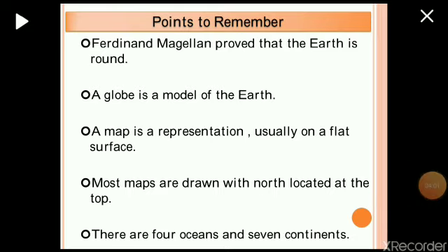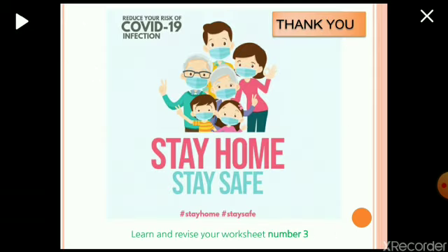At the end, some points to remember. Ferdinand Magellan proved that the earth is round. A globe is a model of the earth. A map is a representation, usually on a flat surface. Most maps are drawn with north located at the top. There are 4 oceans and 7 continents.